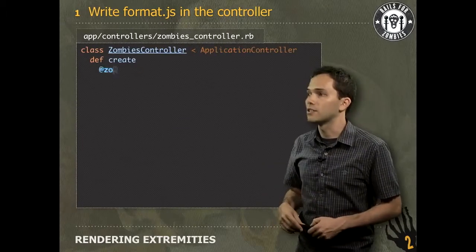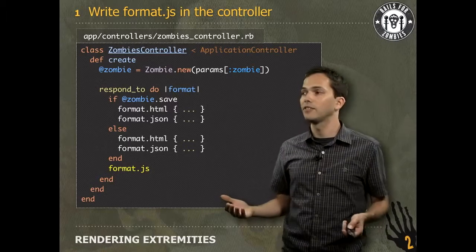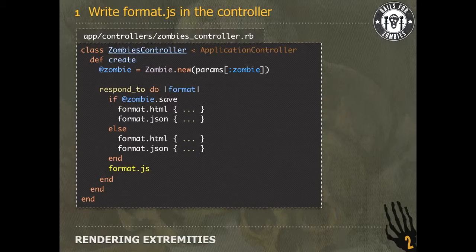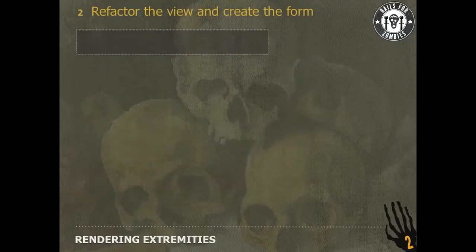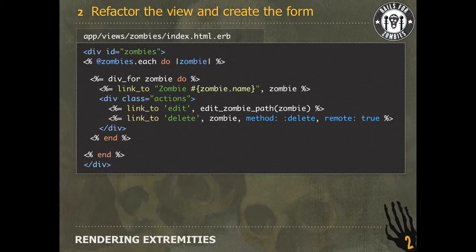Here we are in our zombies controller. This is the default create action you get with your scaffolding. All we need to do here again is add format.js. Next step, we need to refactor the view and create the form. So here is our zombie list again. We're going to refactor this. We're going to create a partial. It'll make it easier for our Ajax.